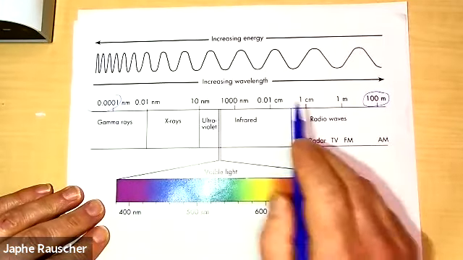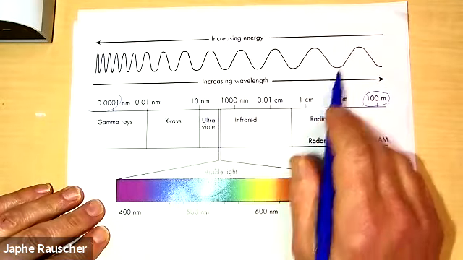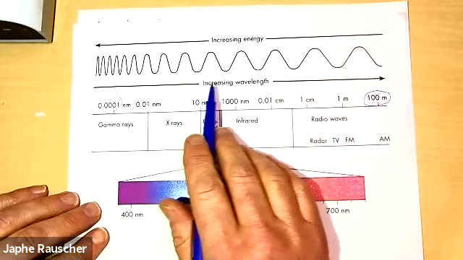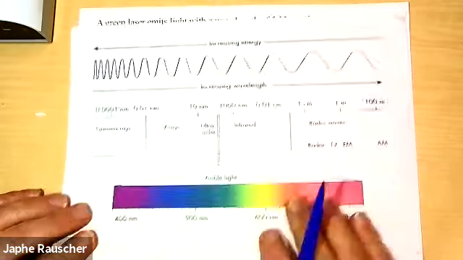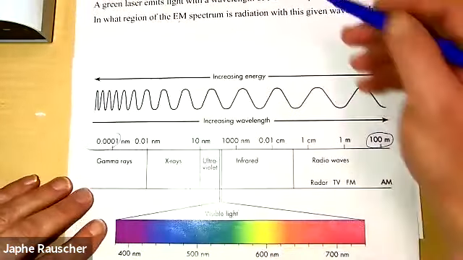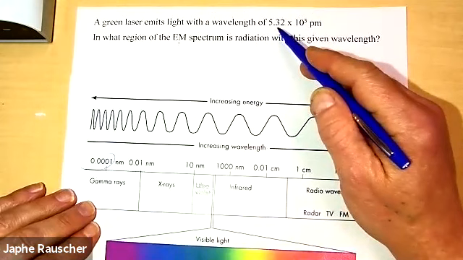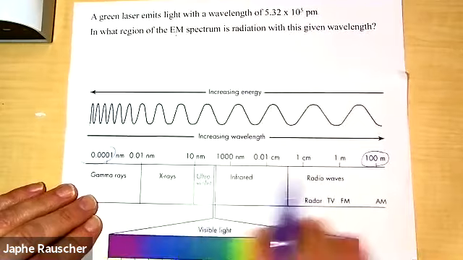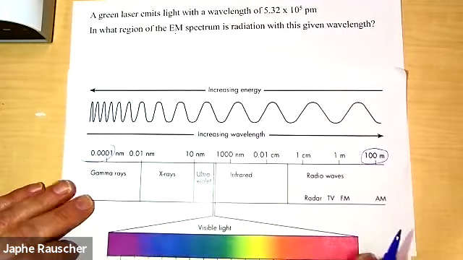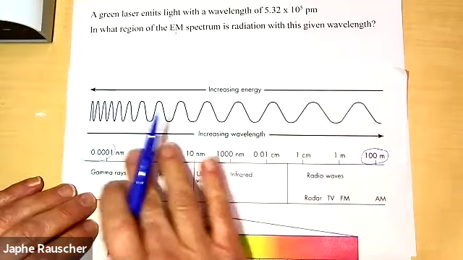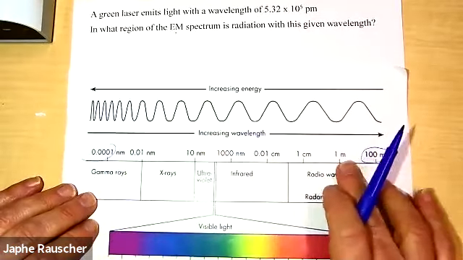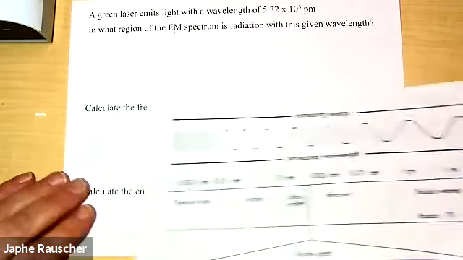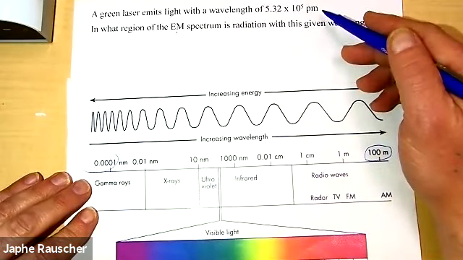It turns out that as the wavelength increases, the energy decreases, and as the frequency increases, the energy increases. So they're the same there. So we're looking for the wavelength of 5.32 times 10 to the fifth picometers, and want to know where it is in the spectrum. Well, this spectrum is all in kind of different units. We have nanometers here, and then we're into centimeters and meters and hundreds of meters there.